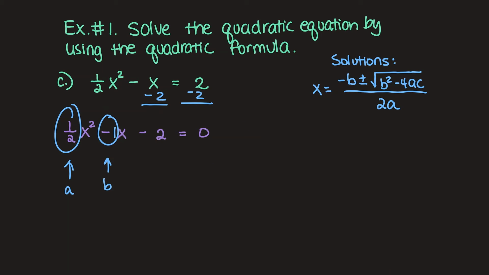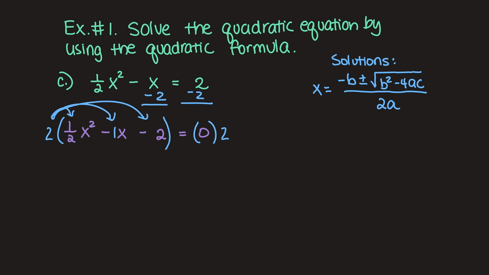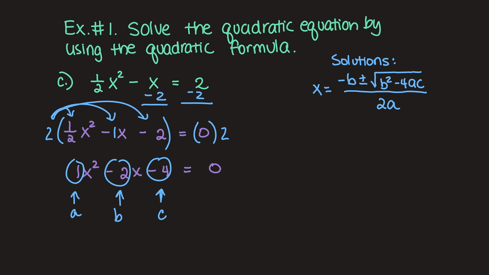For the next example, again, let's first get this into standard form, and now we can identify the values for a, b, and c. a is equal to 1/2, b is equal to -1, and c is equal to -2. However, if we don't want to work with this fraction for a, we can always get rid of it by multiplying both sides of the equation by the LCD. And now that we've eliminated the fraction, our values for a, b, and c are 1, -2, and -4.